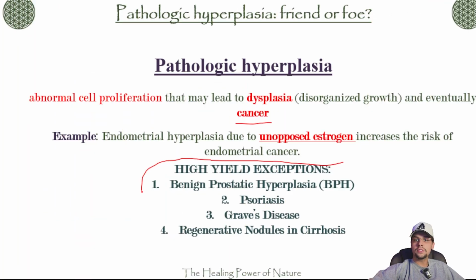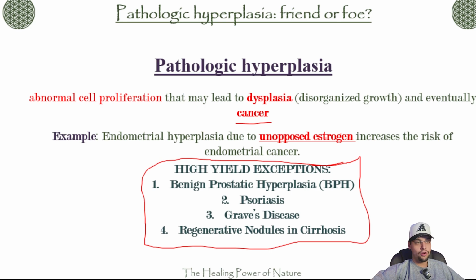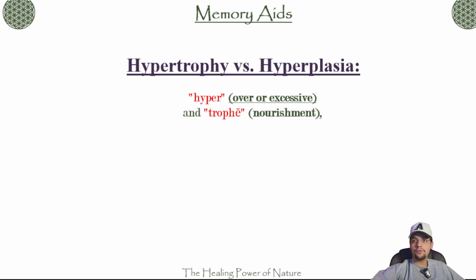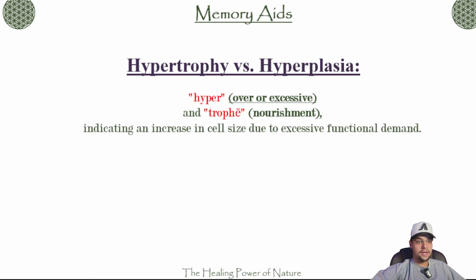So these examples that we brought up right here are very commonly tested. Don't get too lost in the definitions right now. I'm just trying to plant little seeds in your brain as we're going to continue to talk about these different disease processes. We're just starting with the very basics right now. So some memory aids that we can use. Hyper means over or excessive. Troph means nourishment, so over nourishment. This is indicating an increase in cell size due to excessive functional demand.